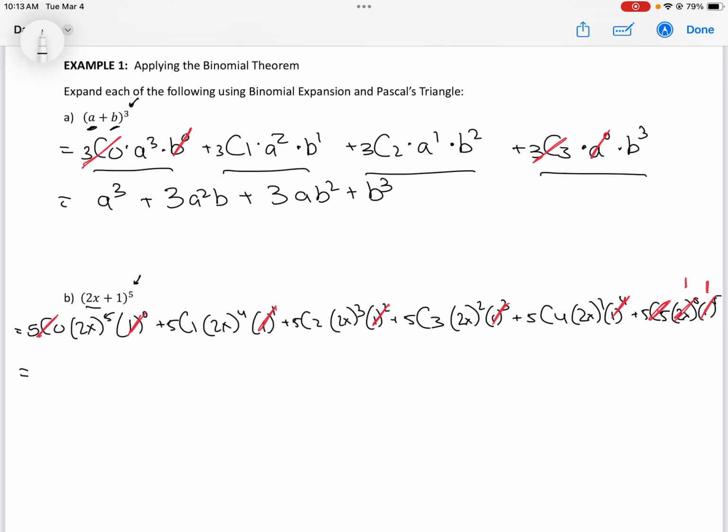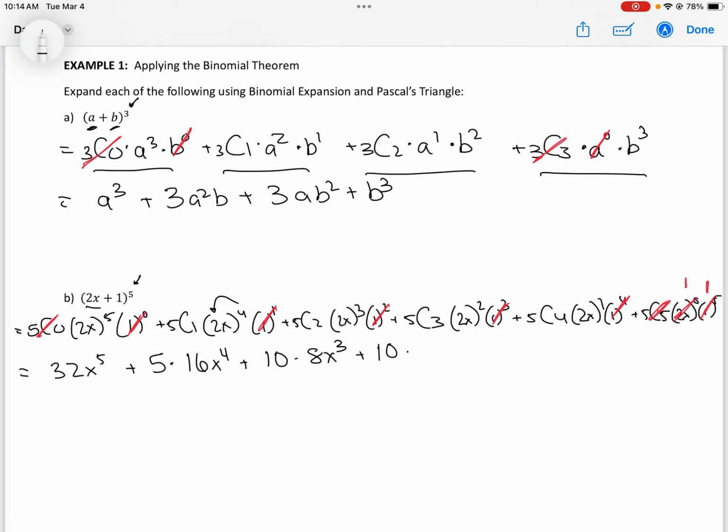So (2x) to the exponent 5. So 2 to the exponent 5 is 32, and then we get x to the 5. Okay, 5 choose 1 is 5, times (2x) to the exponent 4 is going to be 16x to the 4. Remember that 4 has to apply to the 2 as well. Okay, 5 choose 2 is going to give us 10. Now, 2 to the exponent 3 is 8, and then x cubed. 5 choose 3 is also 10. Right, we're going to have that symmetry there.